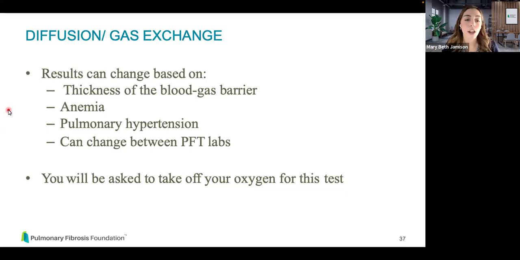And then you will be asked to take off your oxygen for the DLCO test. So if you are requiring really high flow oxygen, you might not be able to perform this, and we might be doing another measure of gas exchange, maybe a walk test to see, have your oxygen requirements changed significantly? So sometimes we can't get these numbers.